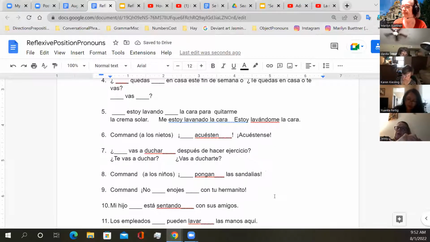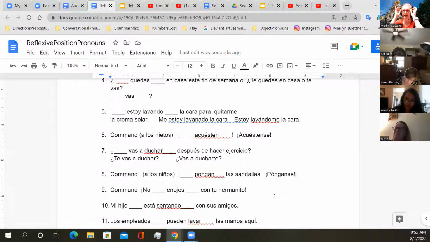Pónganse. Pónganse las sandalias. Pónganse los zapatos. Pónganse el sombrero. Put on your whatever it is, right? Chaqueta. Sí. Pónganse los lentes de sol. Sí, sí, pónganse los pantalones. Put on your pants. Yeah. Guys, sí. Pónganse. And again, don't worry about that accent mark.